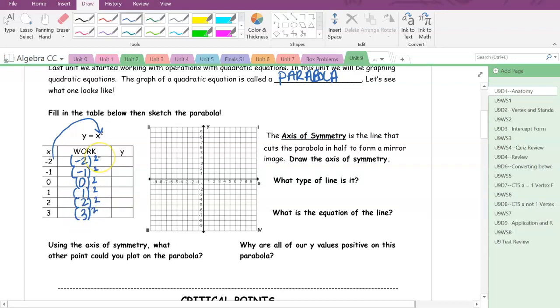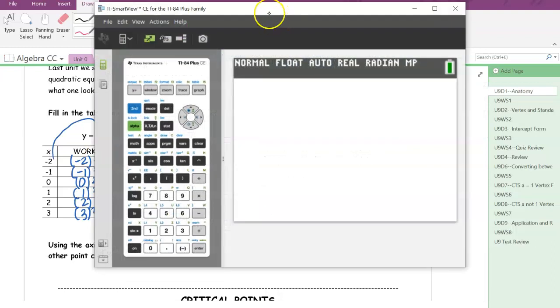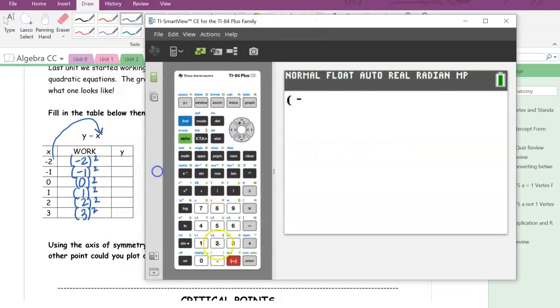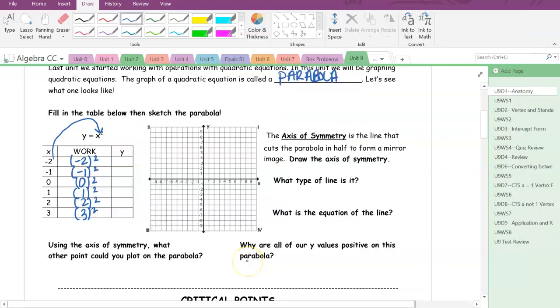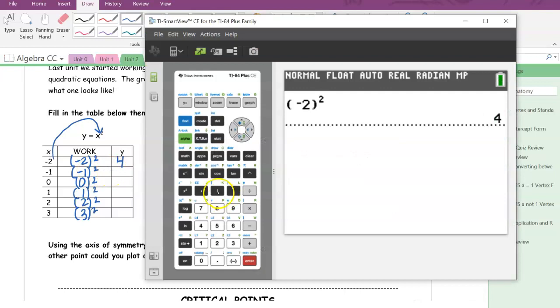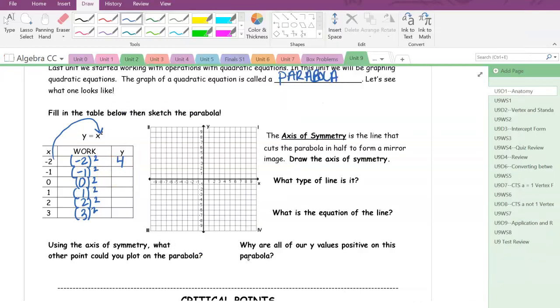All right, so -2 squared, if you use your calculator, make sure that you have the -2 in parentheses. When you square it, you get 4. -1 squared is 1. 0 squared is just 0. 1 squared is 1 again. 2 squared is 4. And 3 squared is 9.